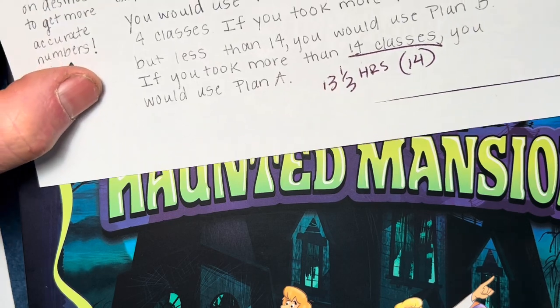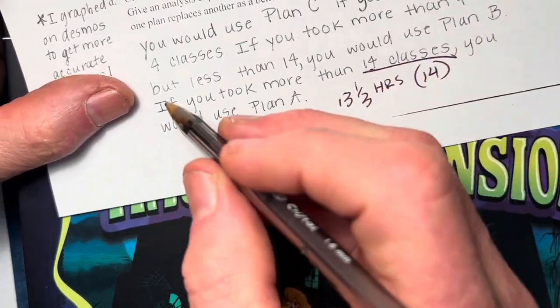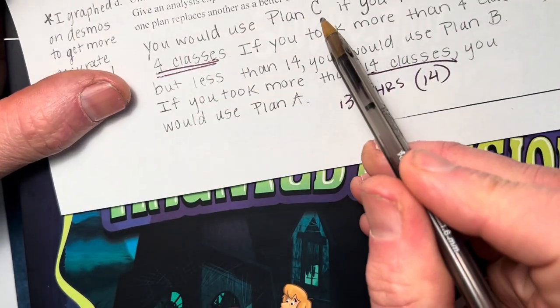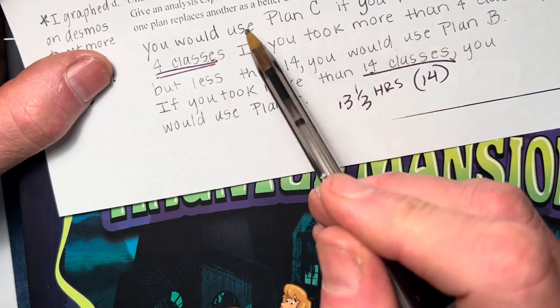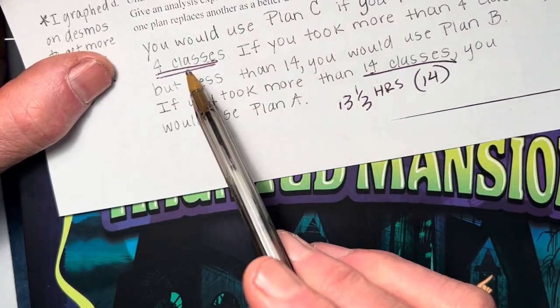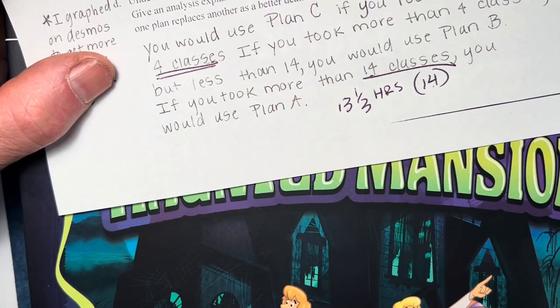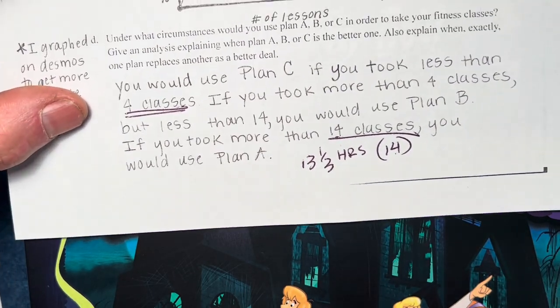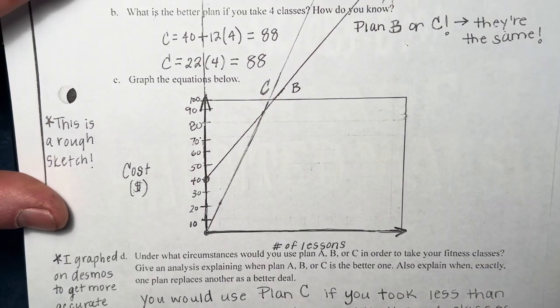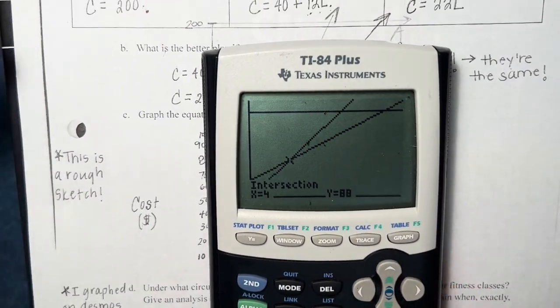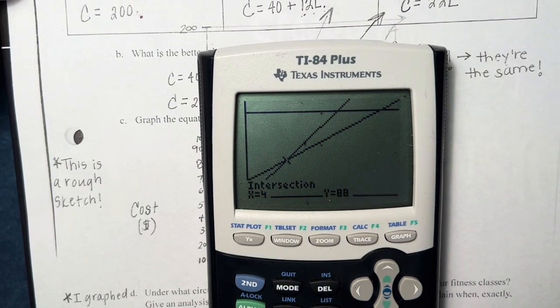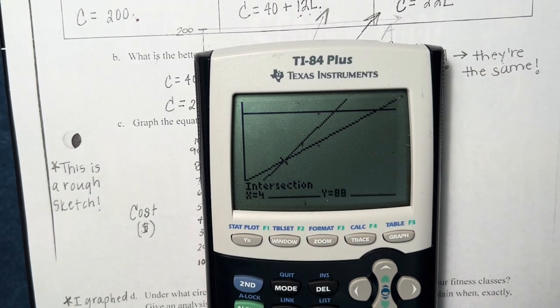So we're already good. So I know that 4 classes or less, I'll go with the pay-as-you-go plan. Between 4 and 14, I'll go with the middle plan, and more than that, I'll go with the other plan, okay? So hopefully that makes sense. I think I've got to stop this now. I'm at 14 minutes. You can do 13 using the exact same technique on your own. Good luck, everyone.